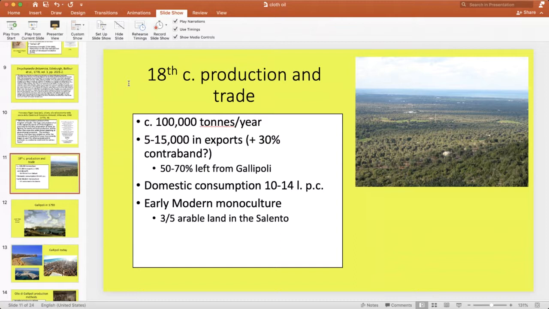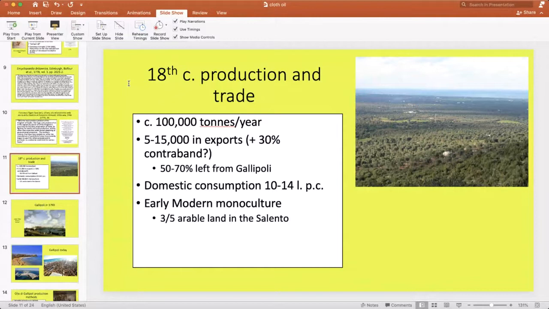And of those exports, the majority left from Gallipoli, this small port I showed you in the map earlier, in Puglia, in the Terra d'Otranto. It's estimated that consumption among the Neapolitans themselves ranged from 10 to 14 liters per capita per year, which is not that different from today, probably, in southern Italy. But here it's used not only as a food, but also for lighting, which obviously is no longer the case.